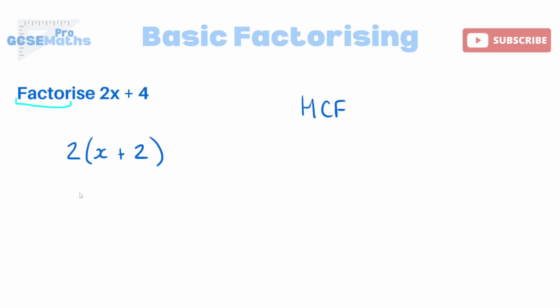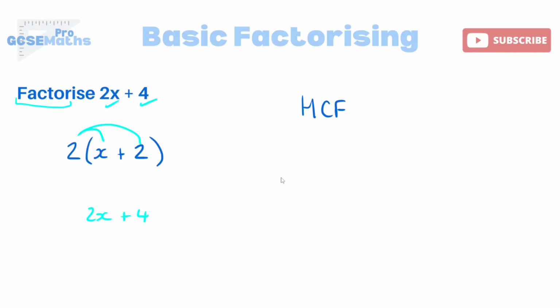So you can always go and double check, okay, is my answer correct? What I'll do there is just re-expand the brackets. What I mean by that is just multiply it out again. So let's say 2 times x is 2x. Okay, yeah, that's what we had here. And then 2 times 2 is plus 4. Yep, that's what we had there. So I can double check that I factorised it correctly. In this case, I have. So your answer is 2, and then in brackets, x plus 2.